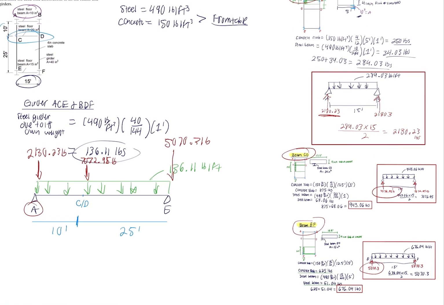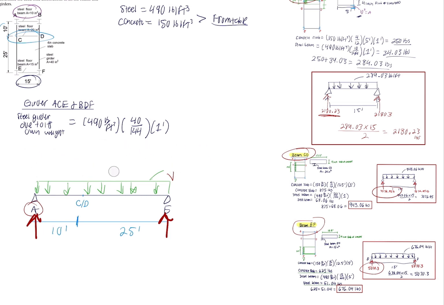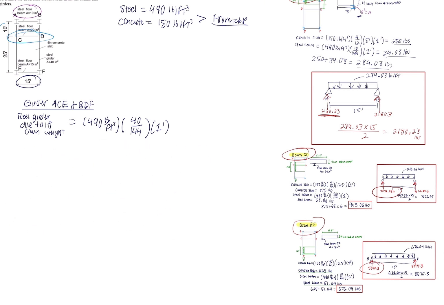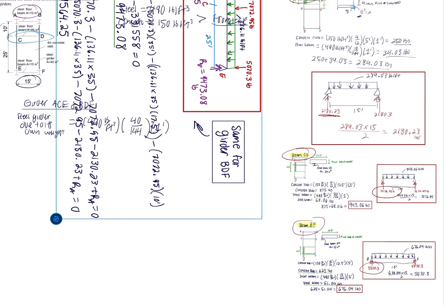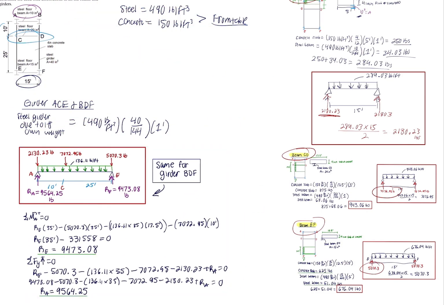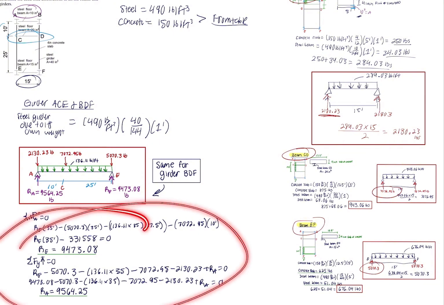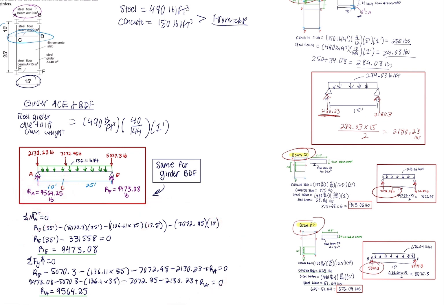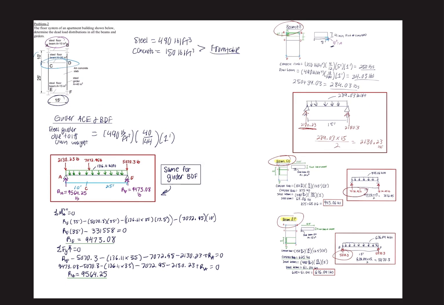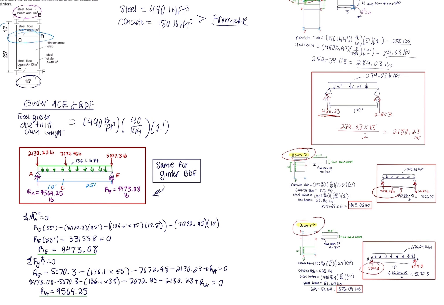We can then go ahead and calculate the reactions at A and E. I have gone ahead and made a clear image of how to calculate the reactions, and I will post it here. This is how we get the reaction. Once you calculate the reactions using this, we get that the reaction at A is 9,564.25 pounds and the reaction at E is 9,473.08 pounds. As mentioned before, this is the same for girder BDF. So that is the end for problem 2. Thank you.